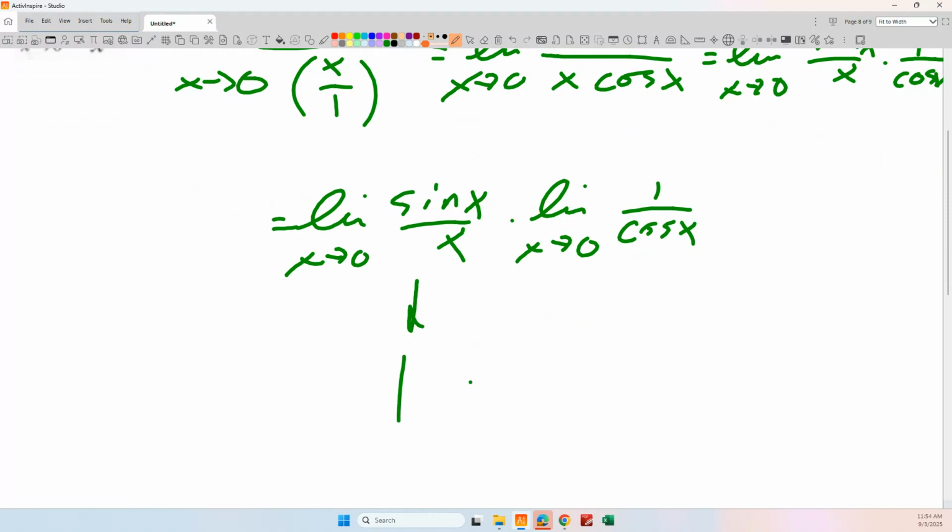If I evaluate this one directly, what is it? 1 over, what's cosine of 0? 1. Right? Okay, we'll get a little more of this tomorrow.